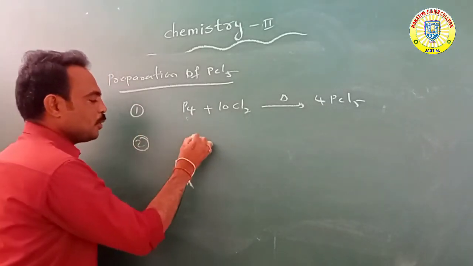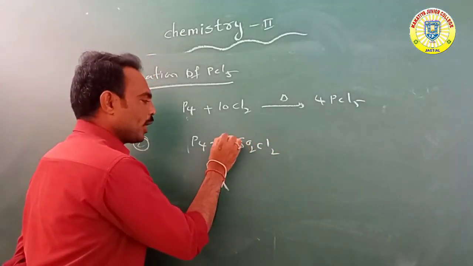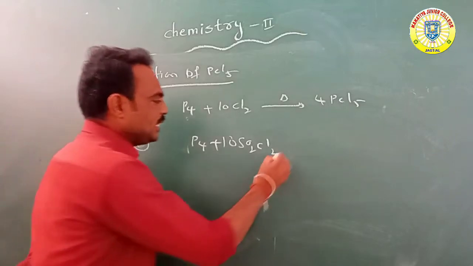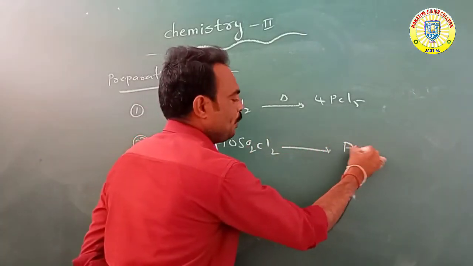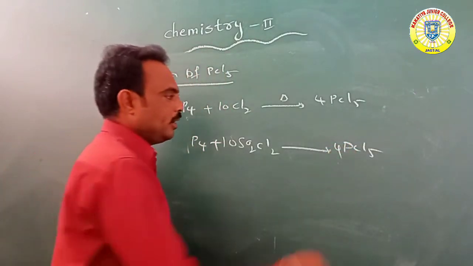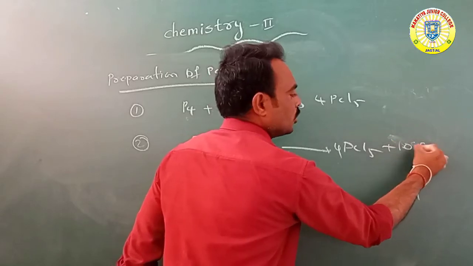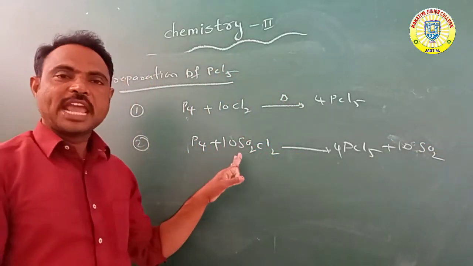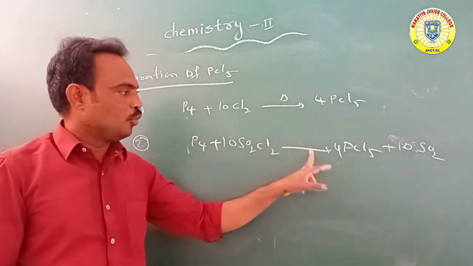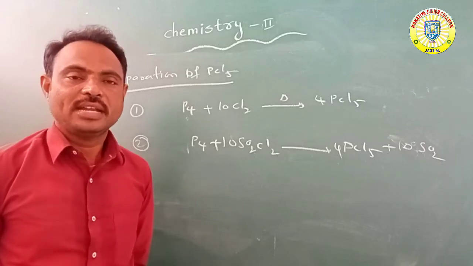Next, the second one: suppose we take phosphorus. This phosphorus reacts with sulfonyl chloride, SO2Cl2, to form PCl5, phosphorus pentachloride, and SO2, sulfur dioxide.